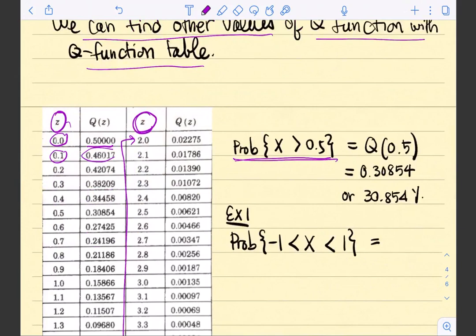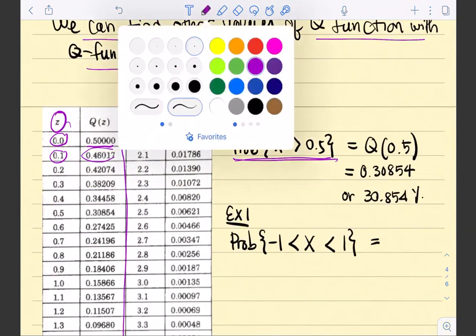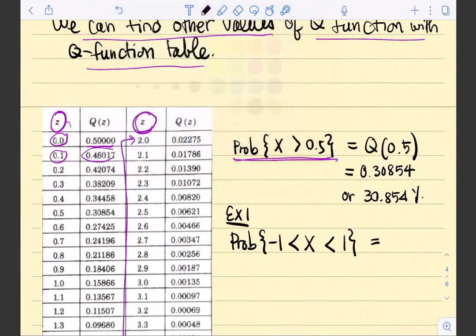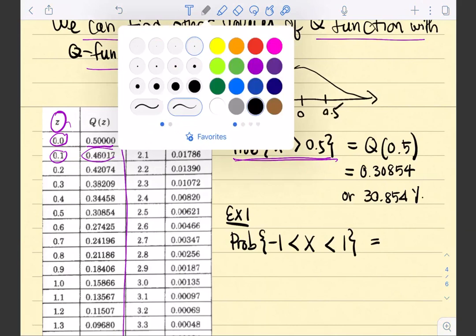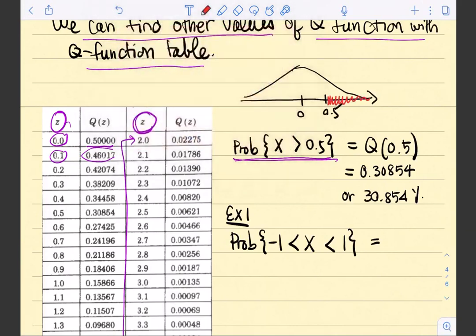What is the probability that this standard Gaussian is bigger than 0.5? Okay, again, if you draw the PDF, here's 0, and 0.5 is right here. Bigger than 0.5 is right here. So that means we want to find this tail, and this corresponds to Q of 0.5.